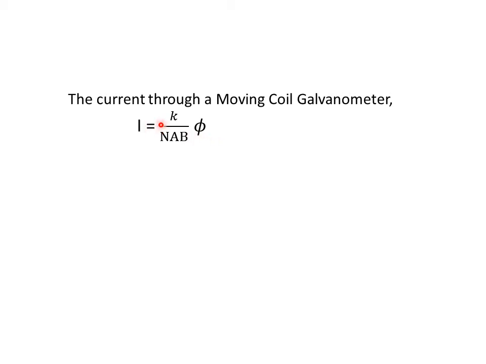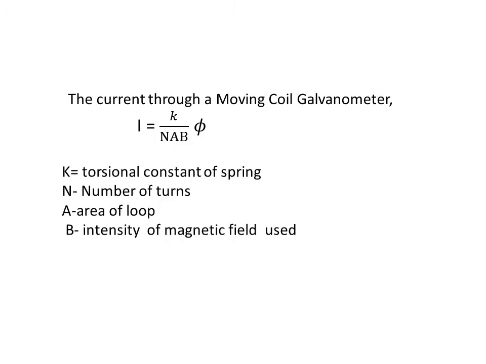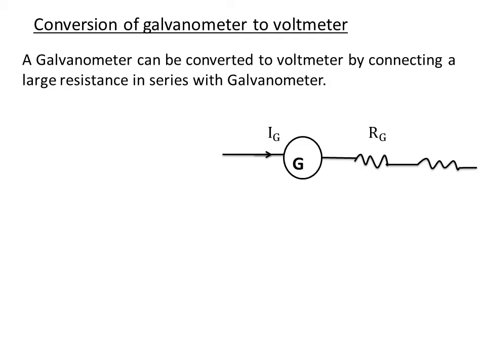So, I is equal to K by NAB into phi, where K is the torsional constant of the spring, N the number of turns in the galvanometer, A the area of the loops, and B the intensity of magnetic field used. A galvanometer can be converted to voltmeter by connecting a large resistance in series with the galvanometer.